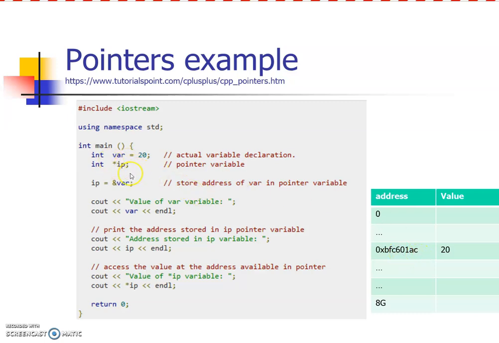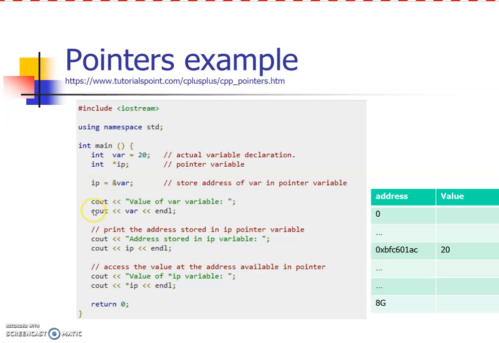Next, if we try to define a pointer, indicating that we want to use this variable to store the address, now say ip equals the address of the var variable. So now we are assigning this ugly address into the ip variable.